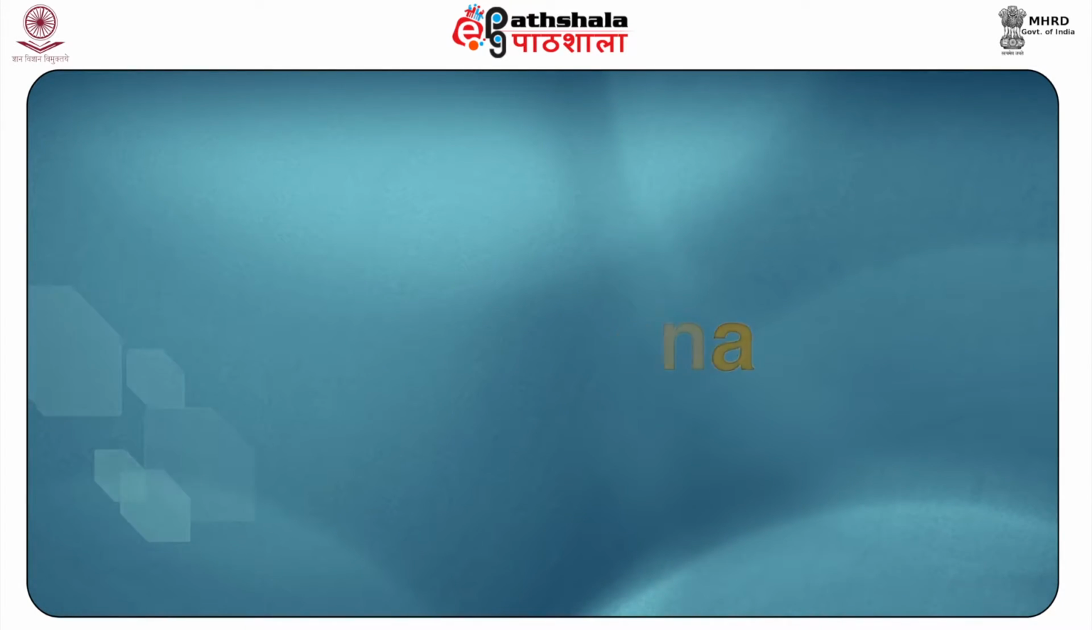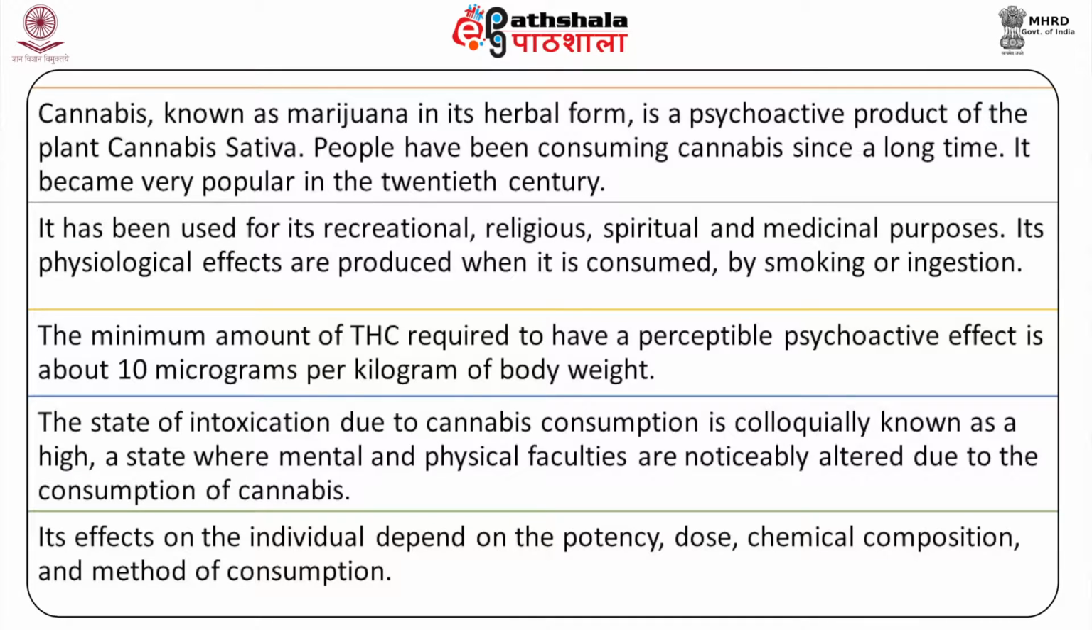Now let us discuss marijuana. Cannabis or marijuana in its herbal form is a psychoactive product of the plant Cannabis sativa. People have been consuming cannabis since a long time. It became very popular in the 20th century. It has been used for its recreational, religious, spiritual and medicinal purposes. Its physiological effects are produced when it is consumed by smoking or ingestion. The minimum amount of THC required to have a perceptible psychoactive effect is about 10 micrograms per kilogram of body weight. The state of intoxication due to cannabis consumption is colloquially known as a high, a state where mental and physical faculties are noticeably altered due to consumption of cannabis. Its effect on the individual depends on the potency, dose, chemical composition and the method of consumption.